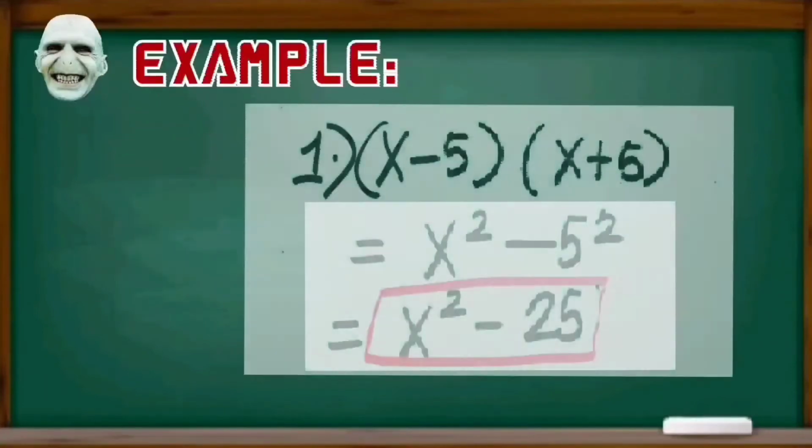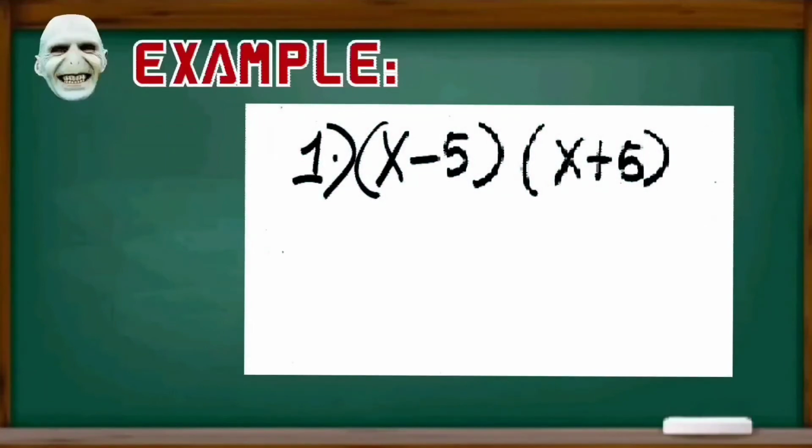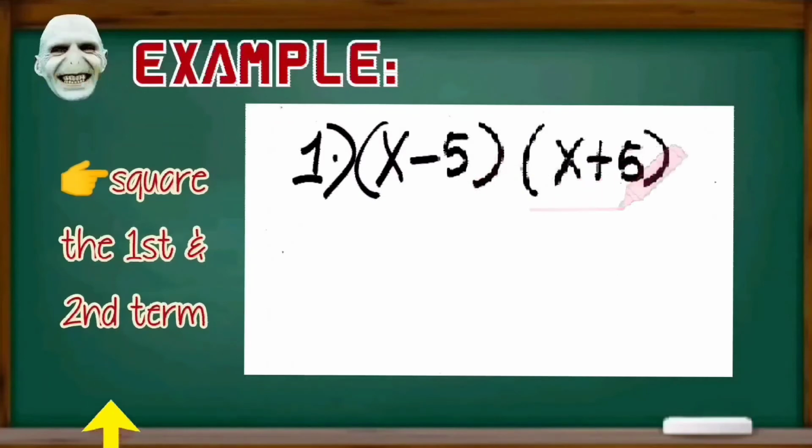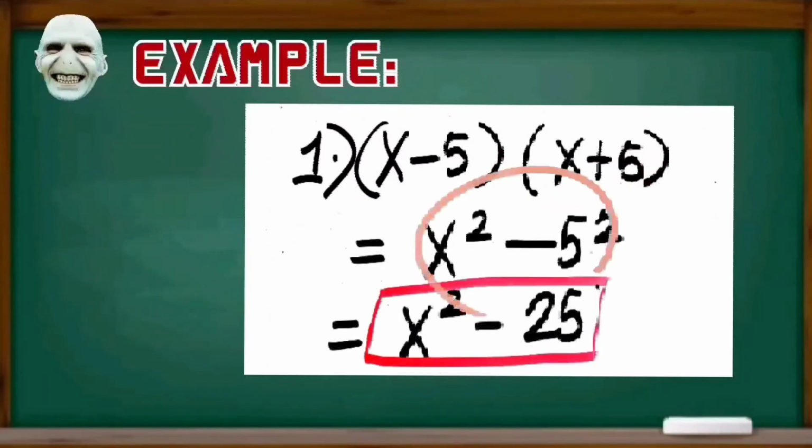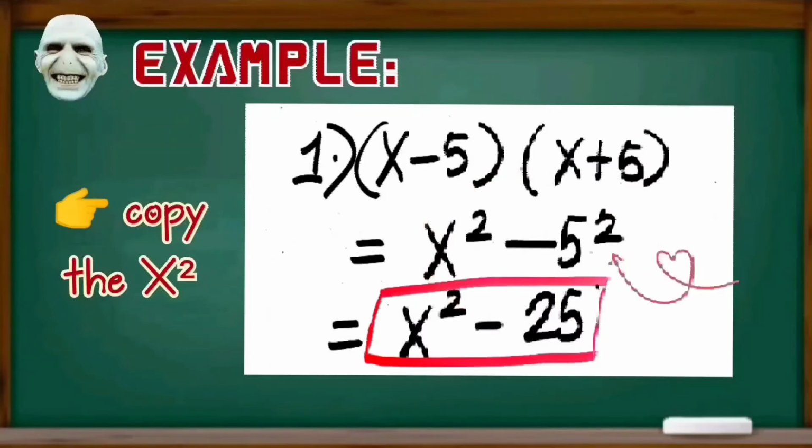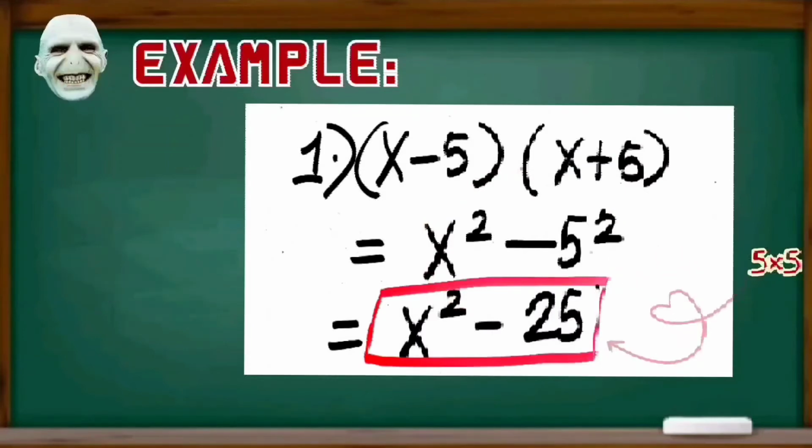Example number 1. x minus 5 times x plus 5. So, ang gagawin natin is square the first and the second term. So, x squared minus 5 squared equals, copy the x squared, then 5 times 5 is 25. So the answer is x squared minus 25.